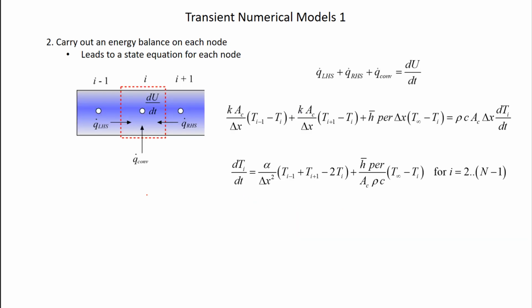So that's step 1. Step 2 is to carry out an energy balance on every node, which means you're going to define a control volume around each node. So here's an internal node. I'm going to define a control volume surrounding that node i, so the material around that node. The control volume is going to have a control surface that's halfway between i and i plus 1 and halfway between i and i minus 1. This is exactly what we did for steady state problems.